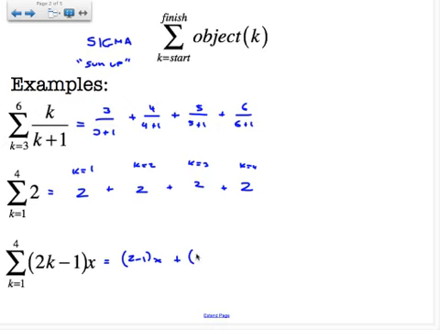2 times 2 is 4, so we'll have 4 minus 1 times x. Now k is 3, so now we'll have 6 minus 1 times x. And finally, when k is 4, we'll have 8 minus 1 times x.